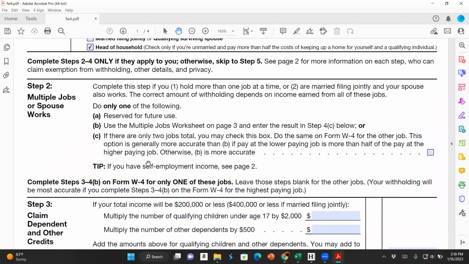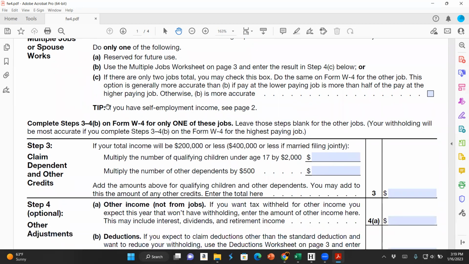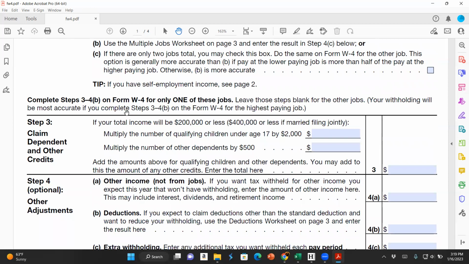So when we look at steps 2 through 4, step 2 is if you have multiple jobs or a spouse that works. We just went over head of household is if you were unmarried, right? There is an exception where if you are married and you've been separated the last 6 months of the year and have a child, you can still claim head of household, but that's not what we're talking about here. Right now, for this example, we're just looking at multiple jobs. So let's say Billy Bob, for this first part, he doesn't have a second job, but he does have two daughters under the age of 17.